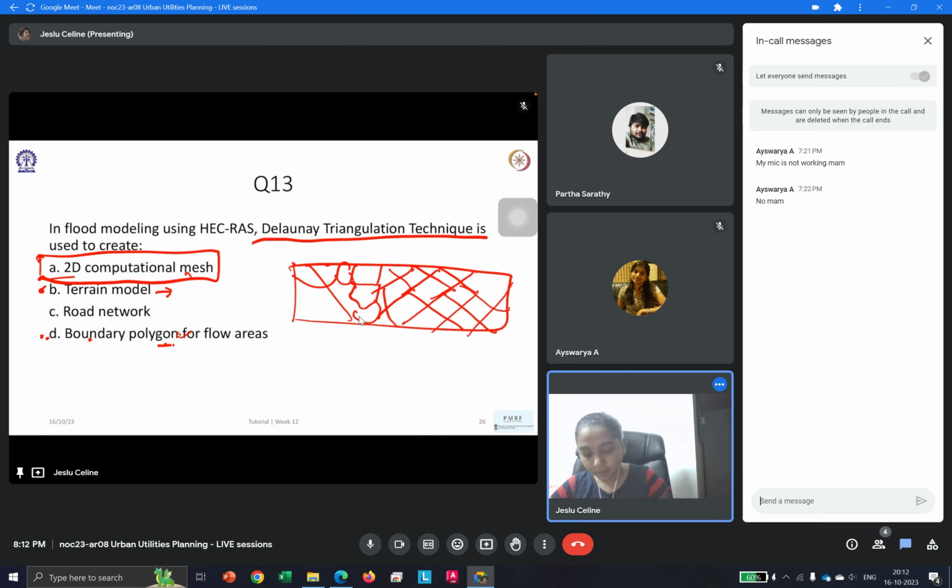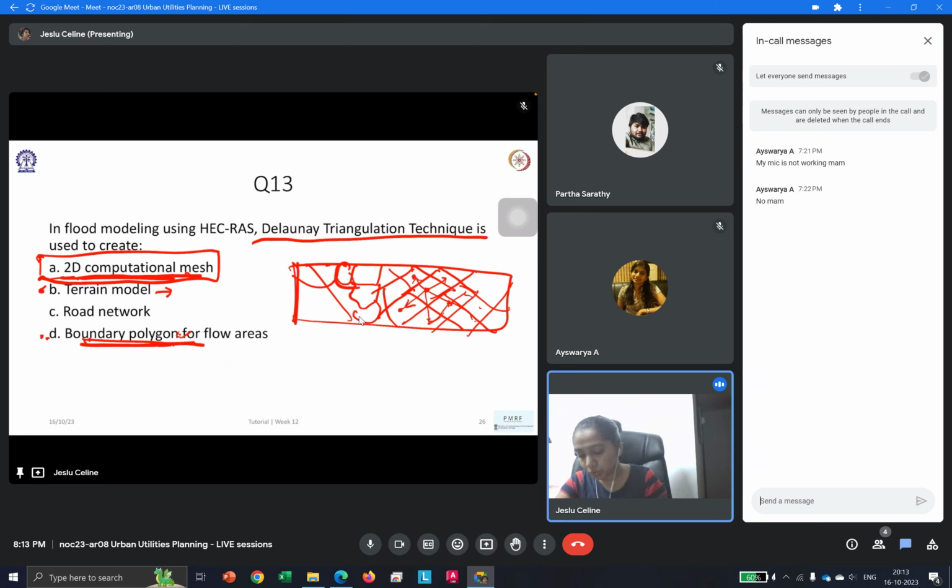For instance, we see from here where does the water flow? To this direction. How much does it flow? Will it flow to this direction? How much does it flow? So how is the water flowing? That network is created based on this 2D computational mesh. Now why is it a computational mesh? Because this is an imaginary mesh which is created in the computational domain only, for computational purposes. Whereas when you talk about the boundary of the flow areas, it means that the flow is being restricted over there.